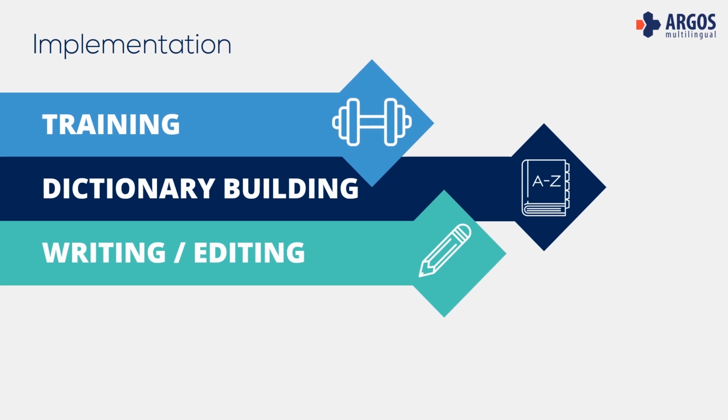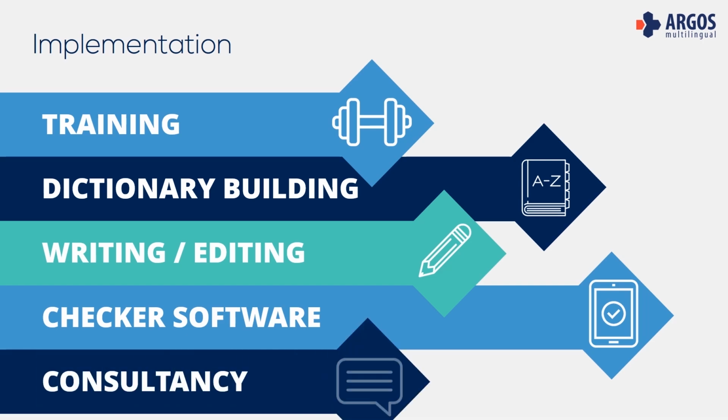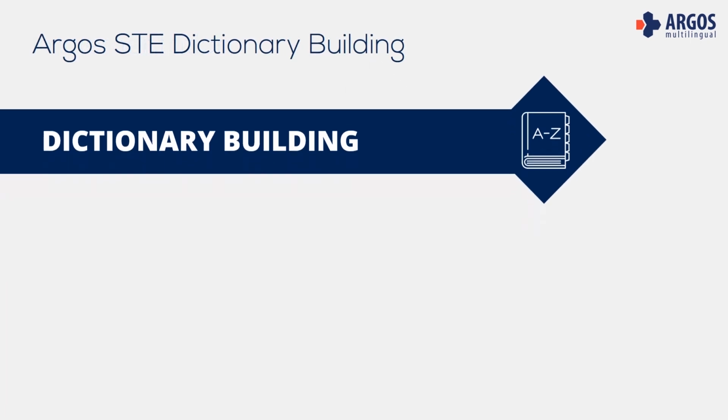When writing, you can use Checker software that can highlight problematic sentences and poor word choice. We'll explore checkers more later on in this webcast. Lastly, Argos can offer supporting services and consultancy, including revision, follow-up trainings, assistance in migration between languages, or even CMS integration. Once your team has been trained, the next task is to build a dictionary.